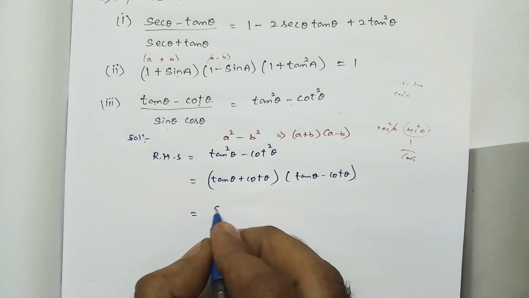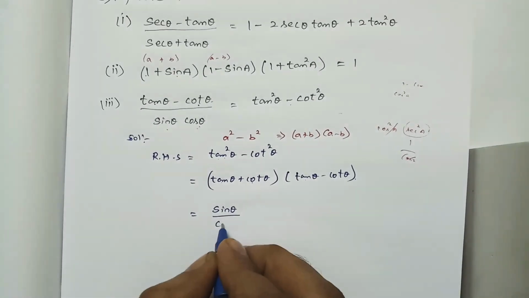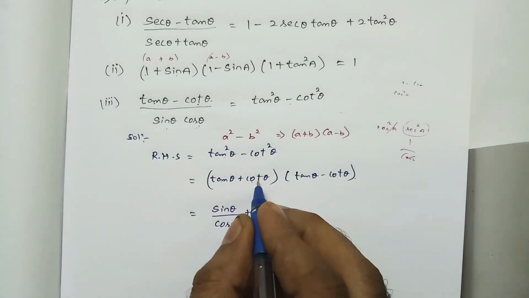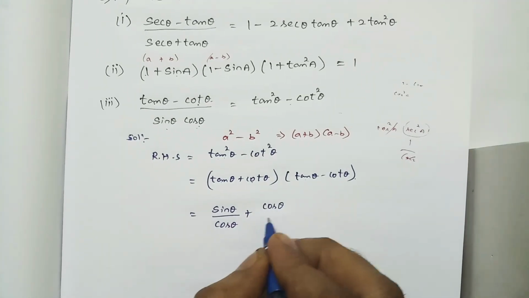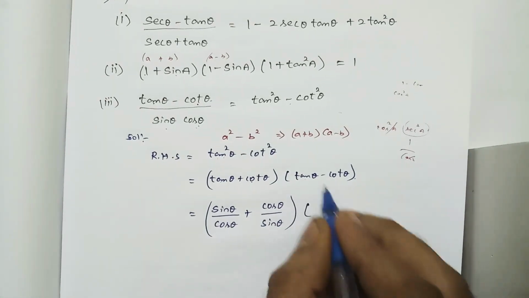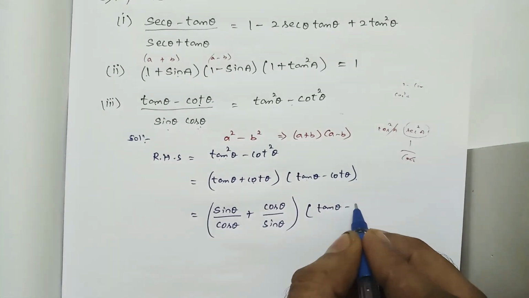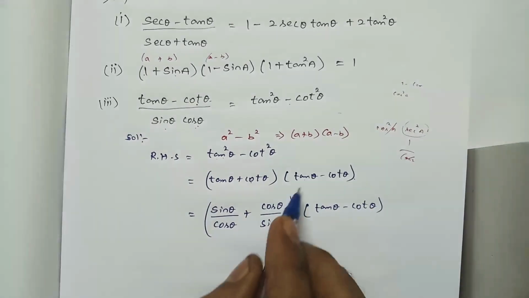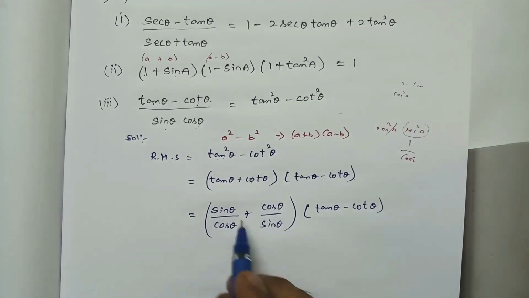So tan theta is nothing but sin theta divided by cos theta, plus cot theta is nothing but cos theta divided by sin theta, right? Into, you can keep this tan theta minus cot theta as it is. Just simplify this one alone.